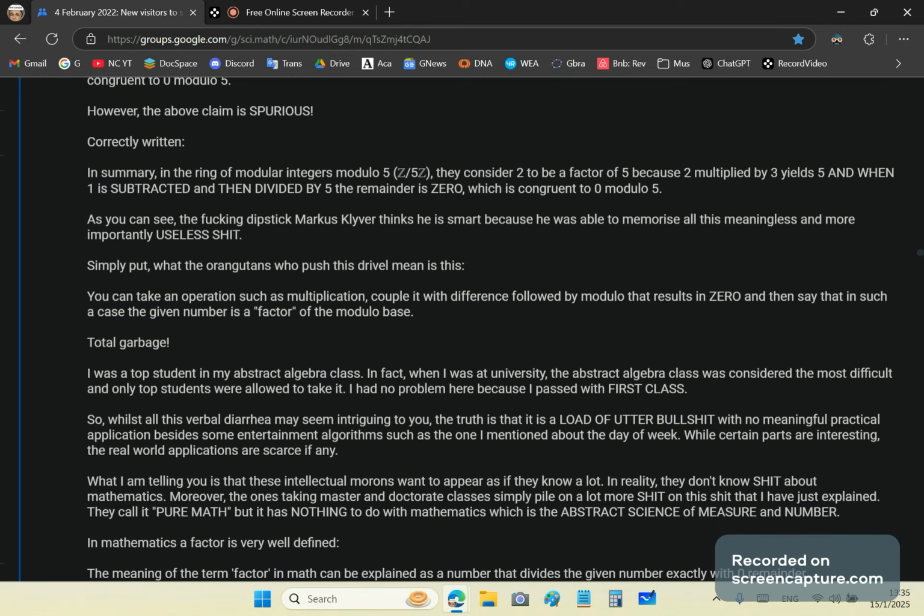And when 1 is subtracted and then divided by 5, the remainder is 0. And that's read as congruent to 0 modulo 5, right? So as you can see, this stuff is really a lot of highfalutin garbage. It's not even to be called mathematics in any sense of the word.